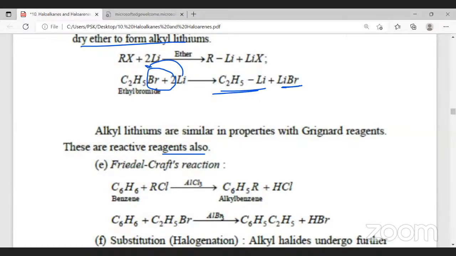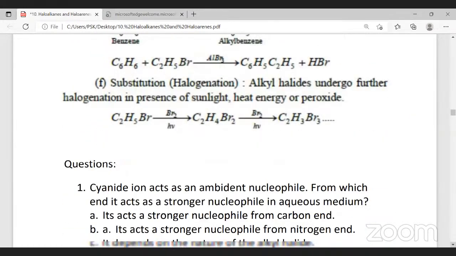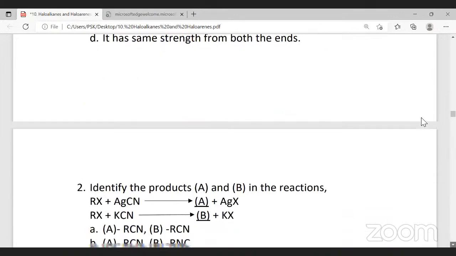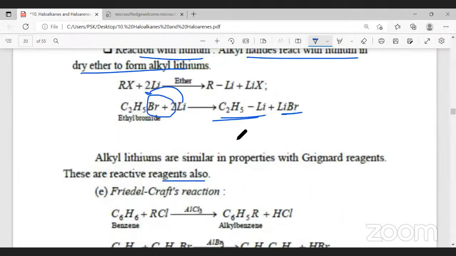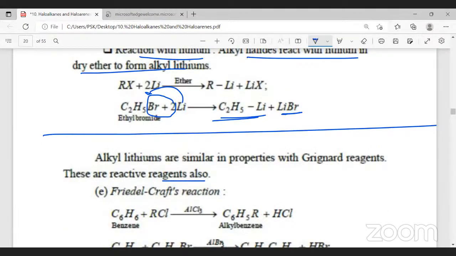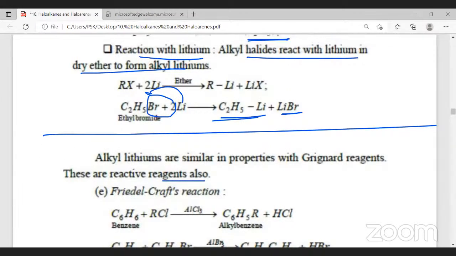So we have Friedel-Crafts reaction, substitution reaction, all that. And we'll learn some of the questions in the next class, and then we'll go for mechanism. So we need time to prepare to finish this chapter. So today we have learned many reactions. I hope you followed.